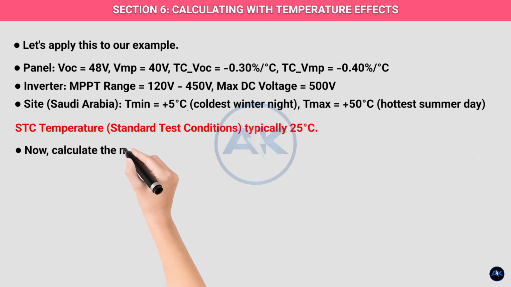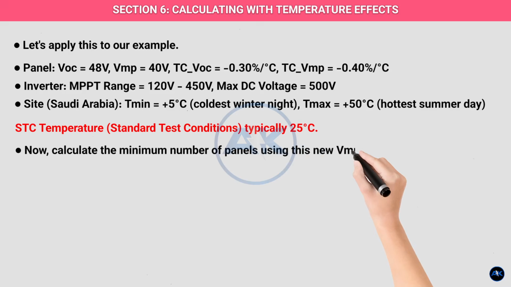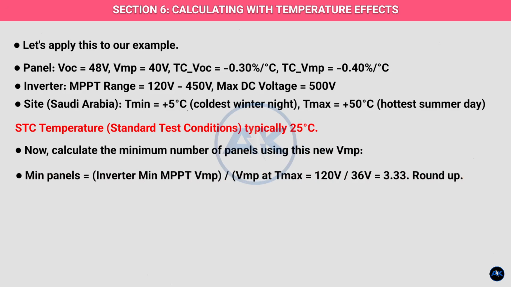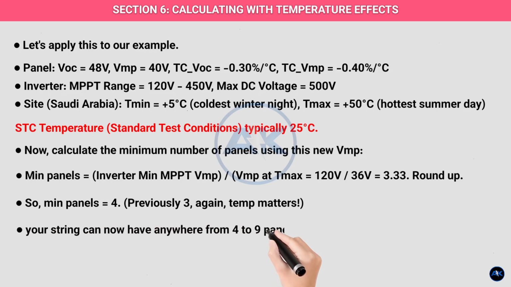Now calculate the minimum number of panels using this new VMP. Min panels equals inverter minimum MPPT voltage divided by VMP at T max. 120 volts divided by 36 volts equals 3.33, round up. So min panels equals 4, previously 3. Again, temperature matters. Revised result with temperature: based on temperature extremes, your string can now have anywhere from 4 to 9 panels. This is a much safer and more accurate range for long-term performance and safety.